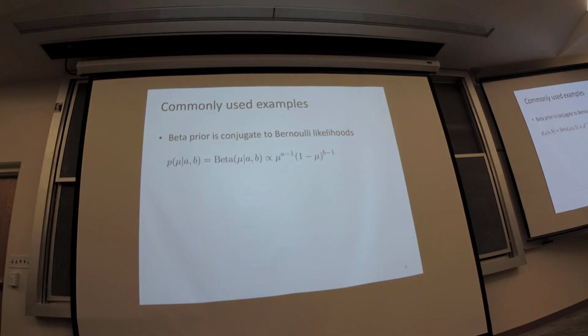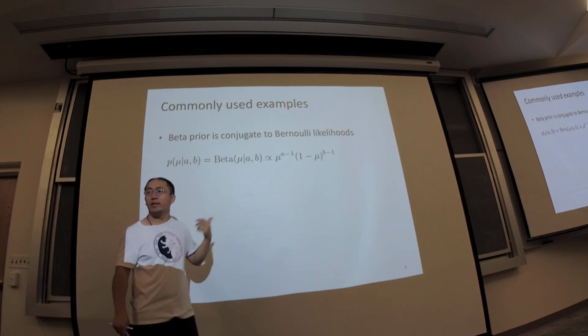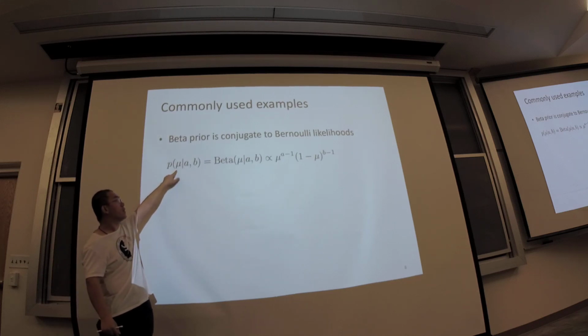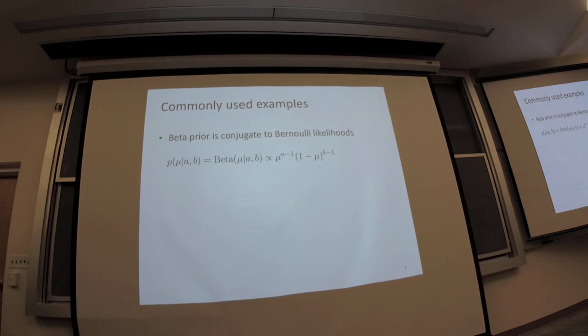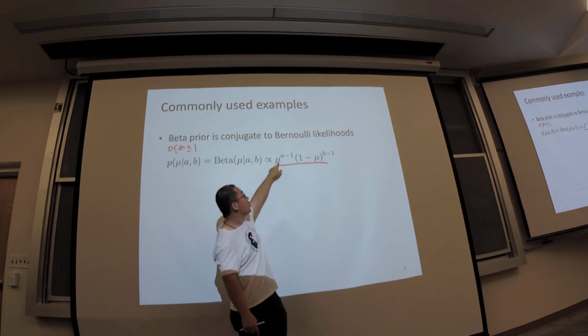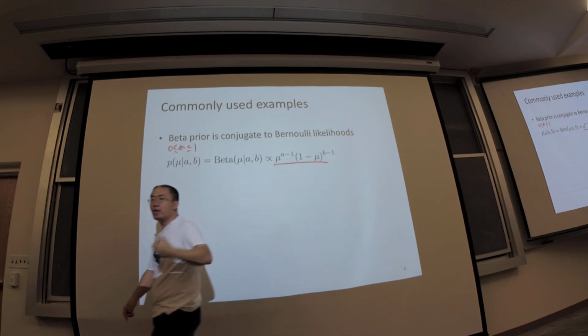To give you a concrete example, the beta prior is conjugate to the Bernoulli likelihood. To see this, suppose we first sample from the beta prior. This is a beta distribution, so the sample is a probability between 0 and 1. The prior is determined by a and b, and the density is proportional to mu to the a minus 1 times 1 minus mu to the power of b minus 1. This is something we mentioned in our last lecture.